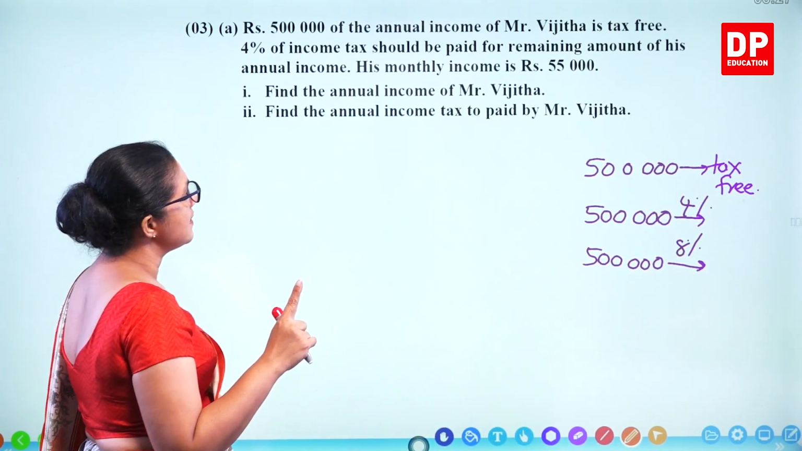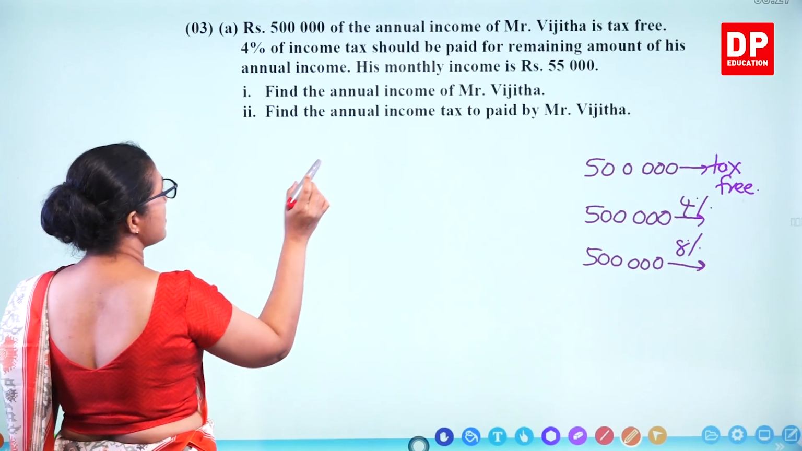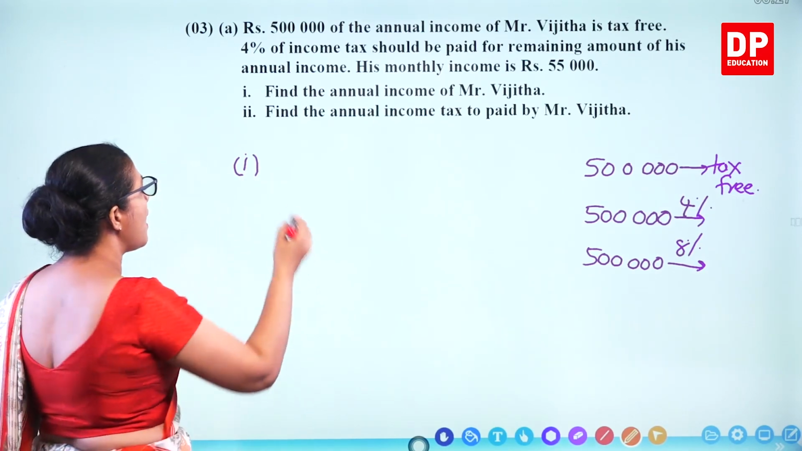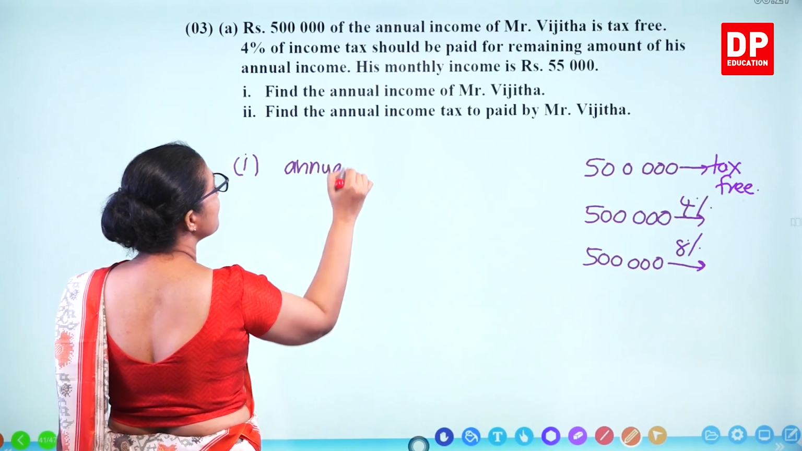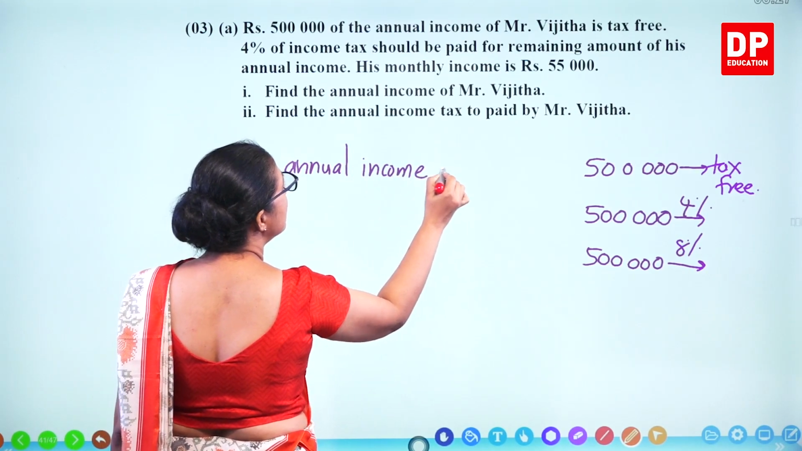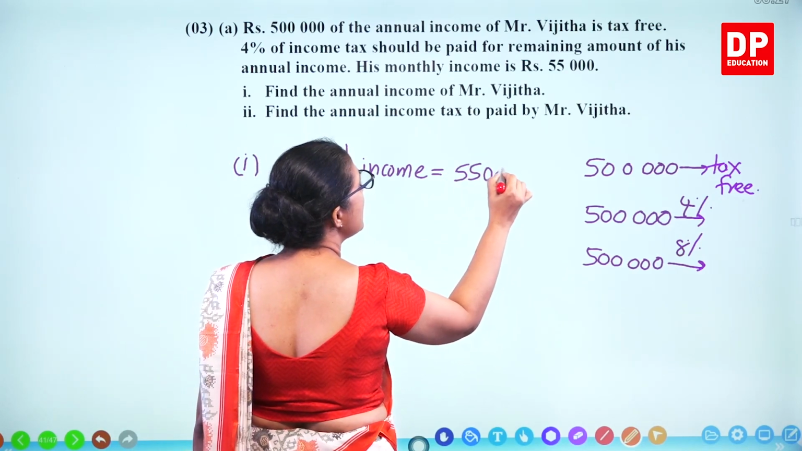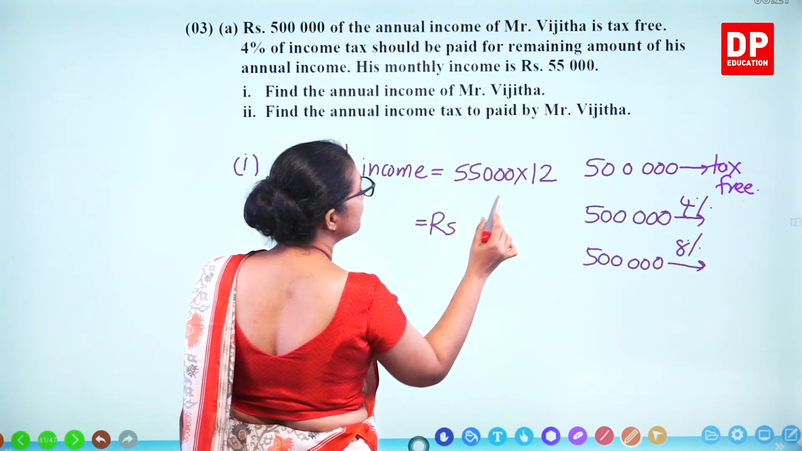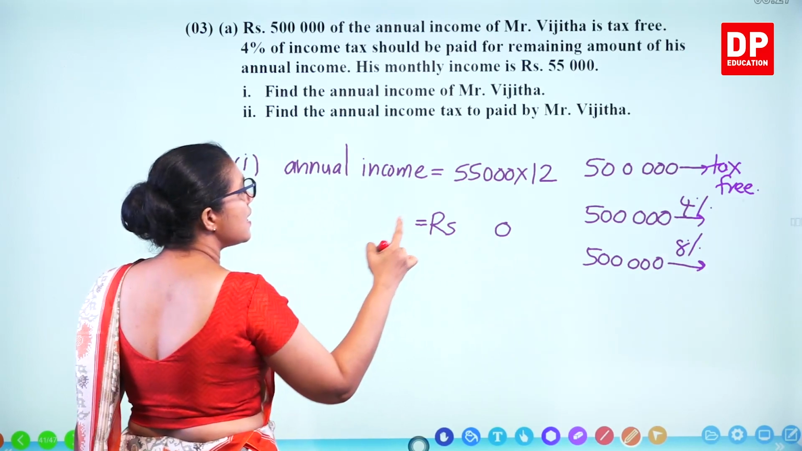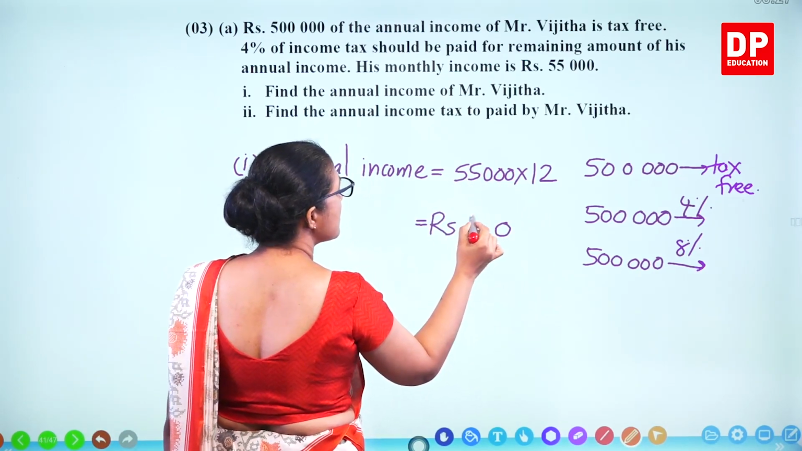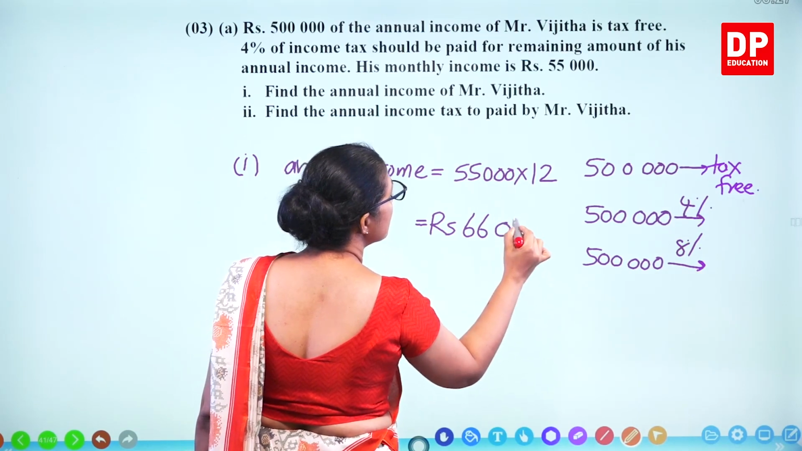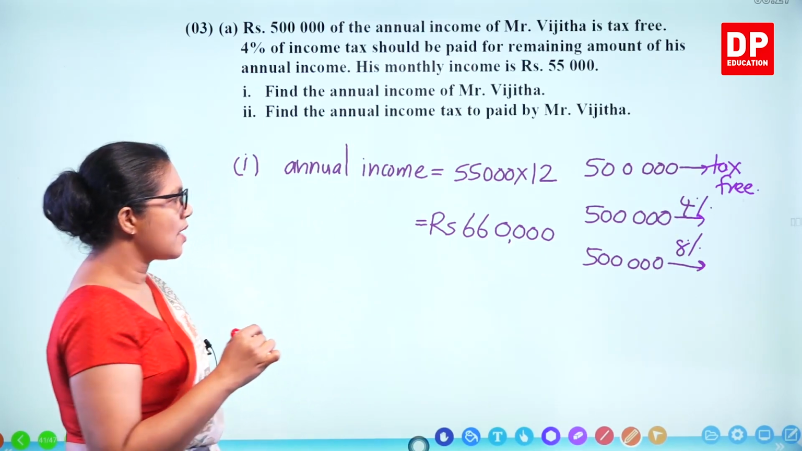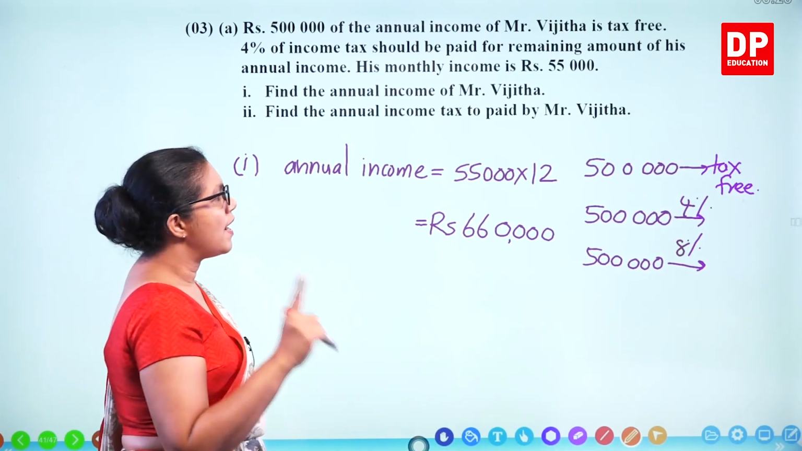So the monthly salary is 55,000 rupees. So what's the first part? Find the annual income. So 12 months are there. So annual income is 55,000 rupees into 12. 12 times 5, 60. 6 remaining. 12 times 5, 60 plus 6, 66. And 3 zeros. 660,000.